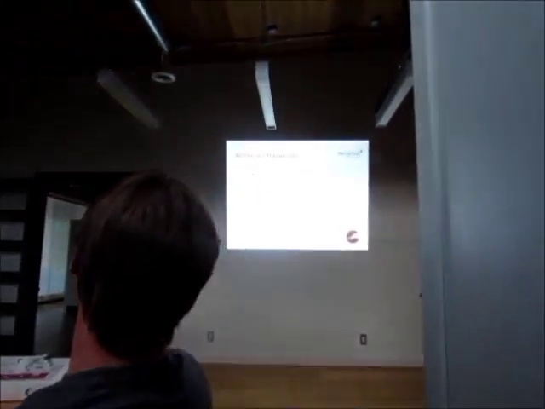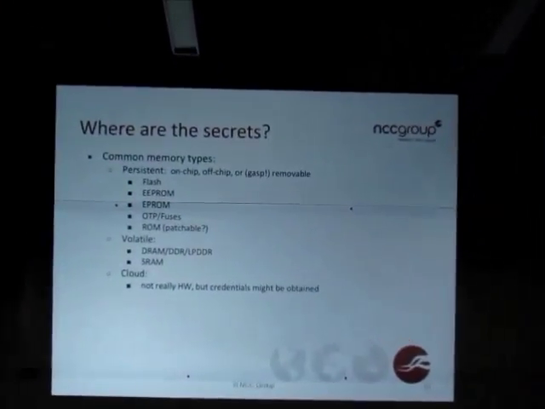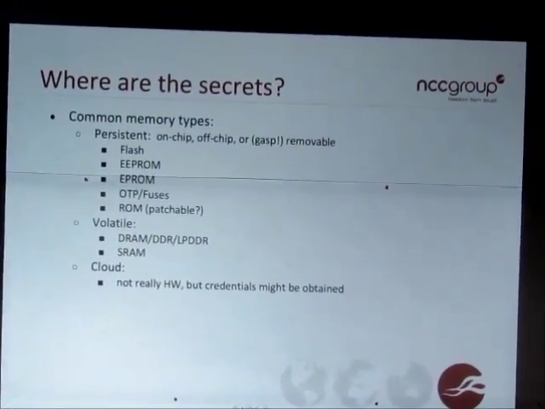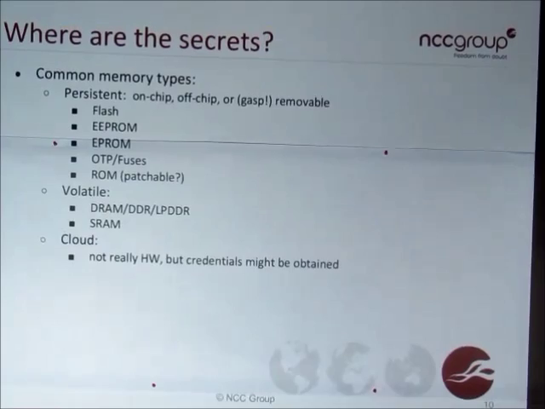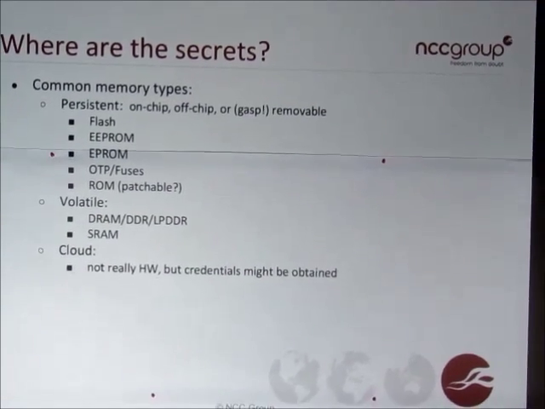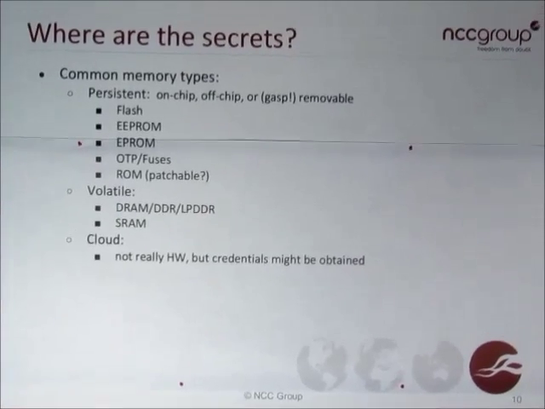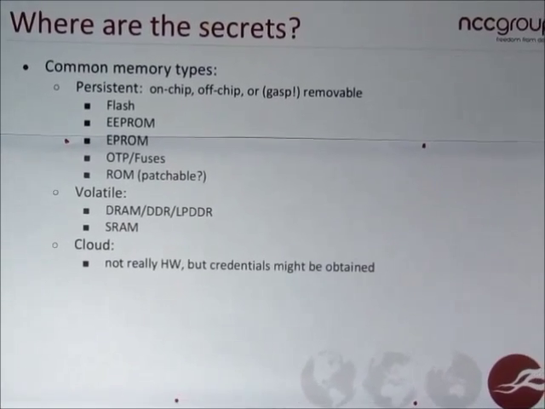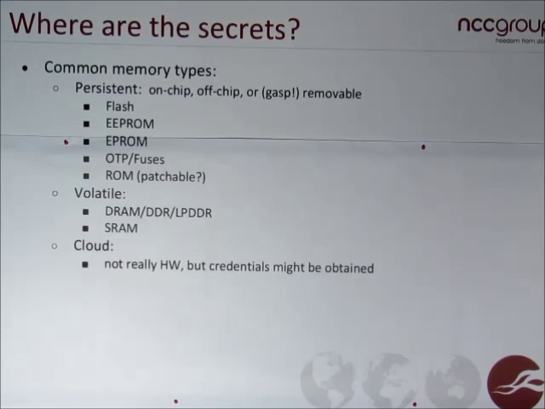So where are the secrets? Generally, they need some sort of memory. So there's really two kinds of memory on the device. You have persistent memory, which is kind of your flash memory, your EEPROMs. You don't see EEPROMs very much anymore. And your ROM. Fuses is something that's neat. That's more of a kind of a programmable ROM. And sometimes you'll see removable memory, so like your removable SD cards and whatnot.